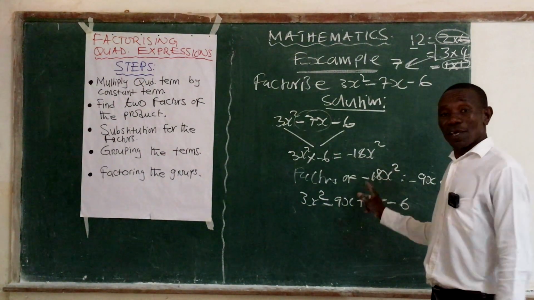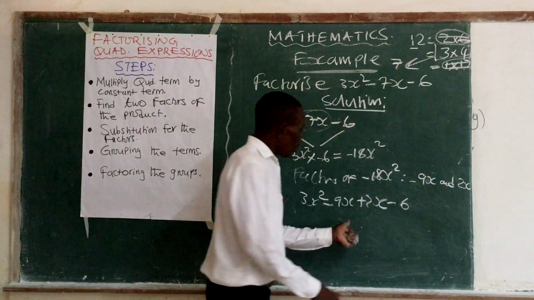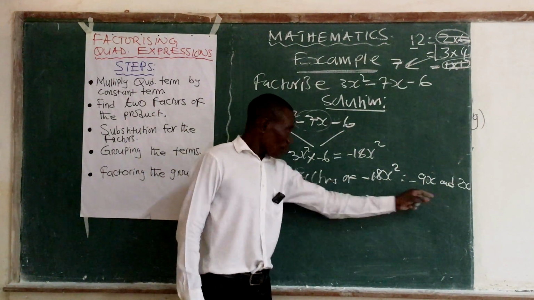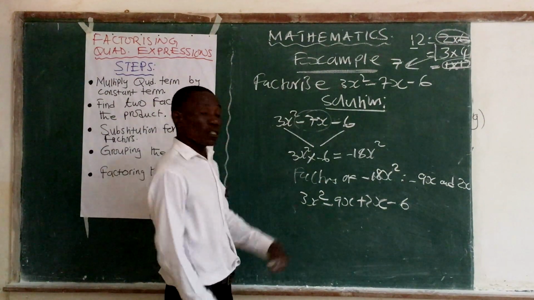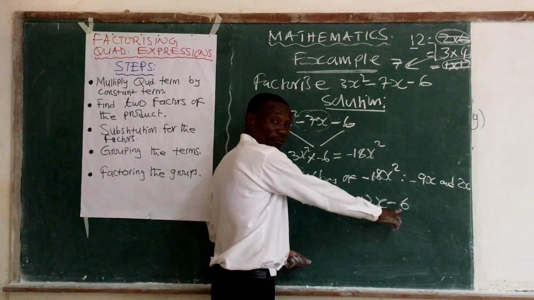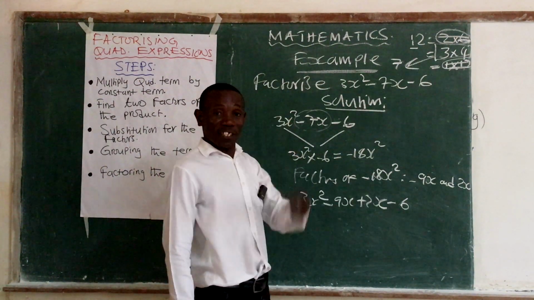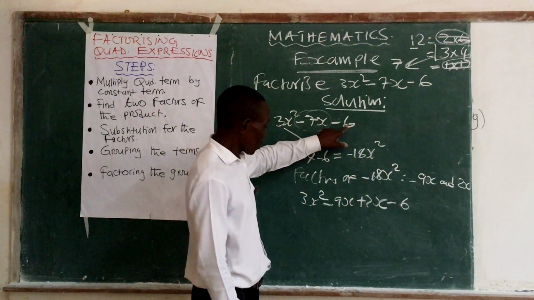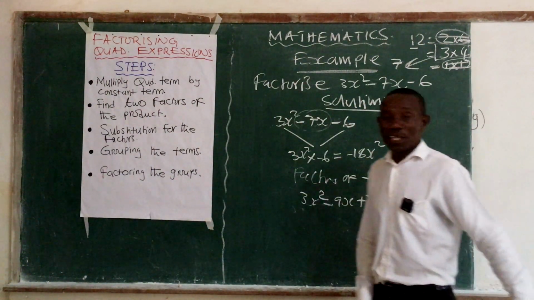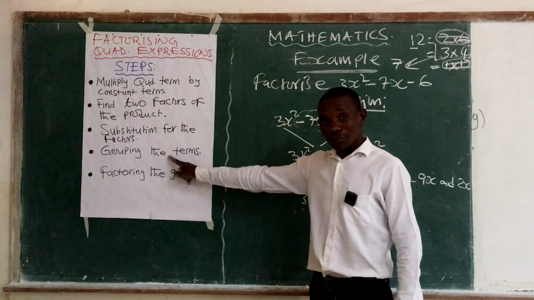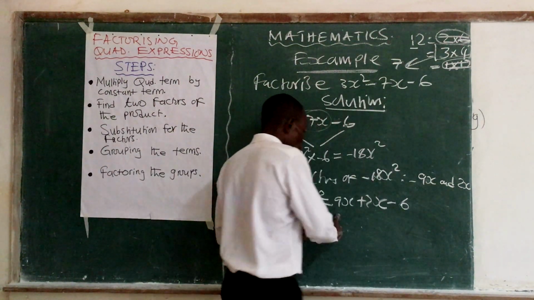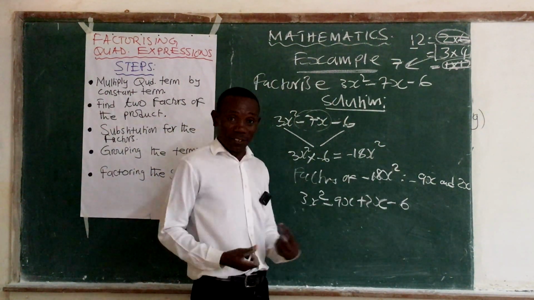Now you can see, after substituting negative 9x and positive 2x for negative 7x, we now have 4 terms: 1, 2, 3, 4. But the original expression had 3: 1, 2, 3. Now, having done this, we are going to step number 4, which is grouping the terms. There are 4, which means now you are going to form 2 pairs.